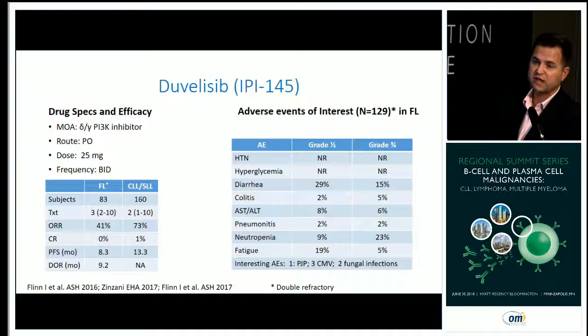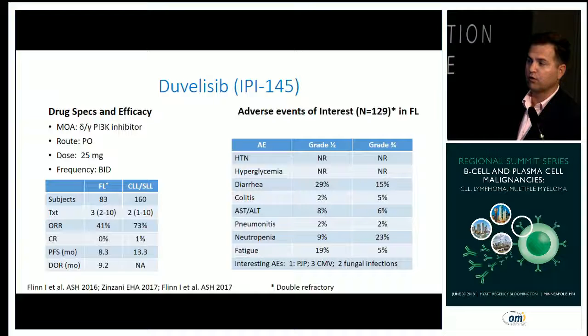However, in the follicular lymphoma population, I think this is where you try to make your notes: when this drug was studied, it was studied in a double refractory population. So again, this is where it's very difficult to compare across classes, because if you just blindly look at the overall response rate and not, the devil's always in the methods of these studies, you can often say, well, that drug may not be as active as the other drug, but understanding the patient population is very important. And so the overall response rate in follicular lymphoma was 41% with 0 complete remissions, but a PFS of 8.3 months and a duration of remission of 9.2 months.